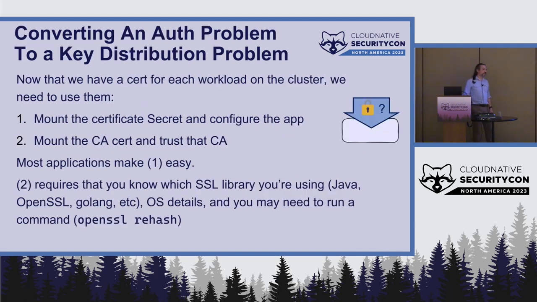And in any case, we've now said, oh, identity problems are hard. I know, we'll simplify to a key distribution problem. We'll say, now we just need to get this CA cert to all the different places. Mounting the certificate and serving the certificate is not too bad. Getting a CA cert into an arbitrary Docker container is not great.